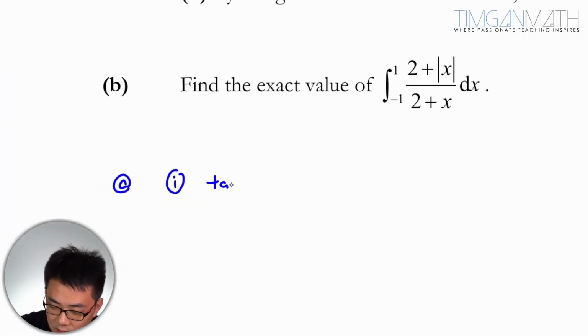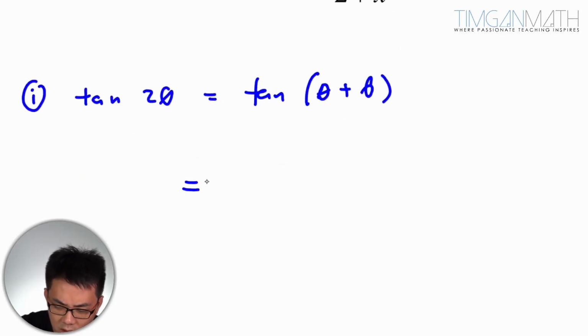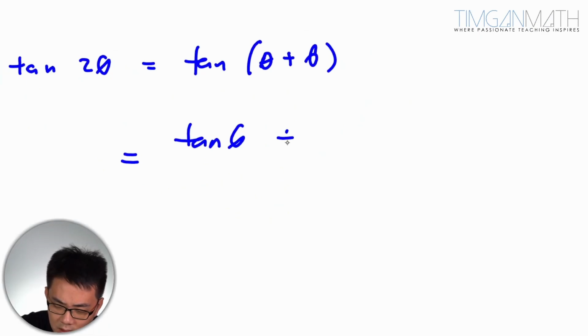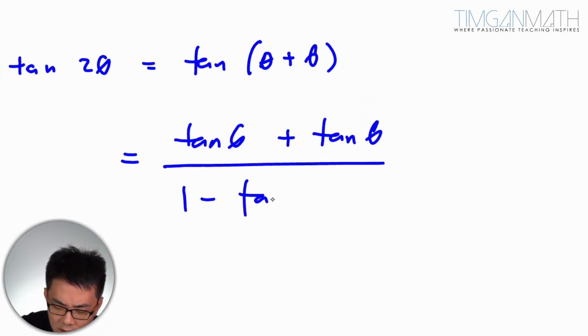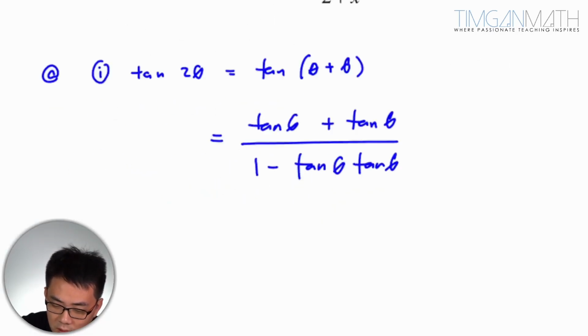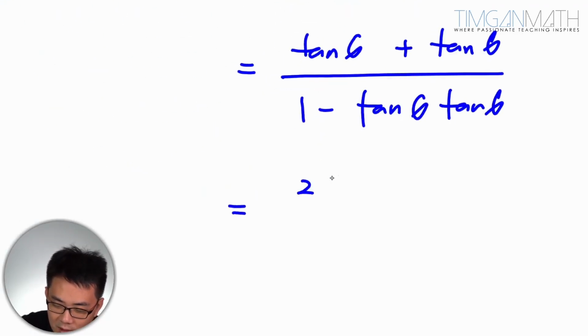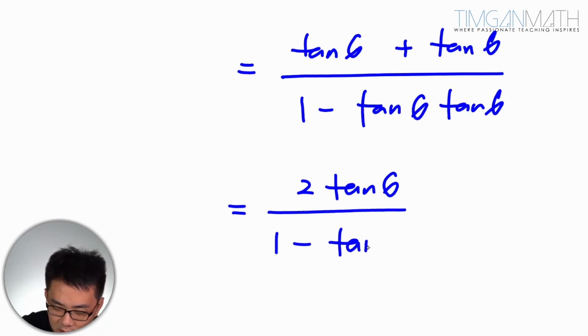So tan 2θ, just using tan(A + B), right? So this is θ plus θ. So not really an issue here. So this is tan θ plus tan θ, over 1 minus tan θ times tan θ. So just use the formula from MF26. That's about it.